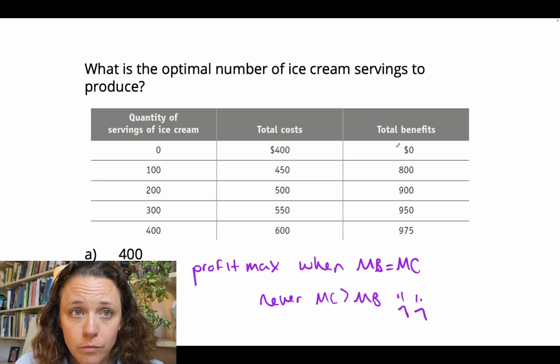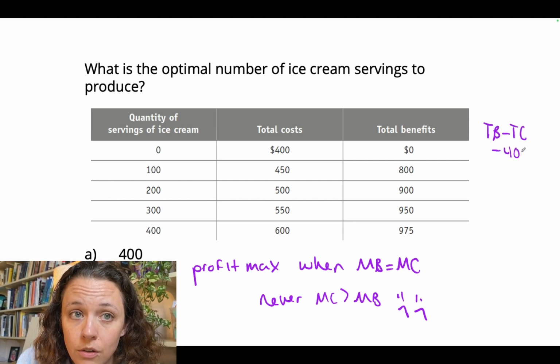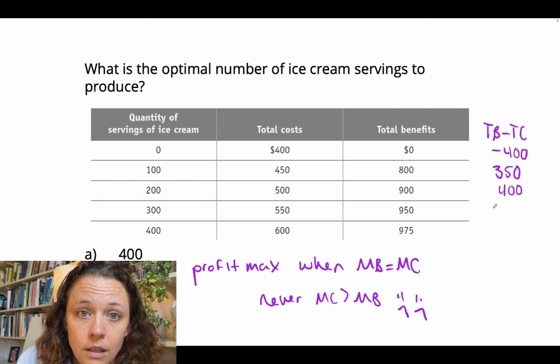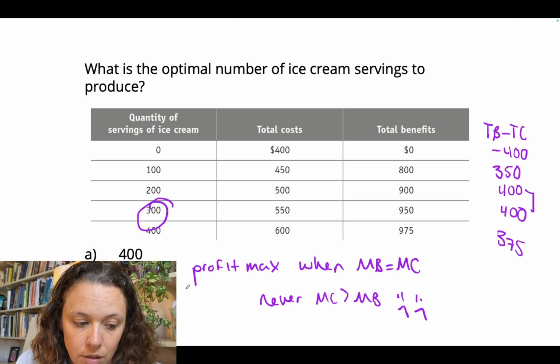All right. So I'm going to do the brute force, and then I'm going to do the proper way. So the brute force way is going to take the total benefits minus the total costs and just pick the biggest one. So here it's negative 400. Here it's 350 because we're taking 800 minus 400. Here it's 400. Here it's 400. And here it's 375, right? So again, we have this tie. When we have this tie, we're going to pick the biggest number, 300.